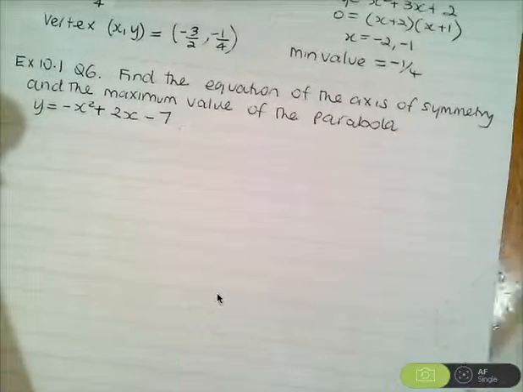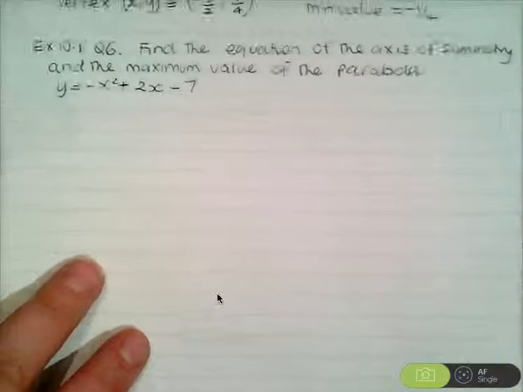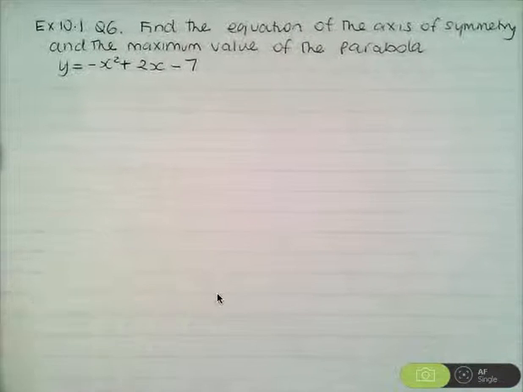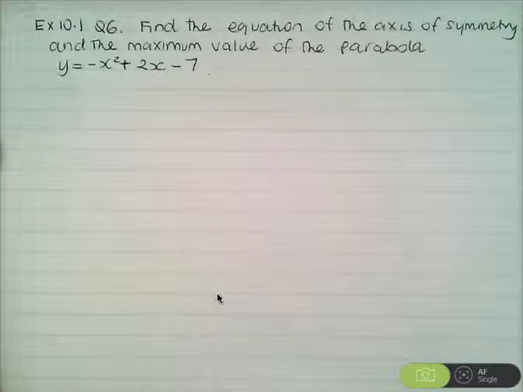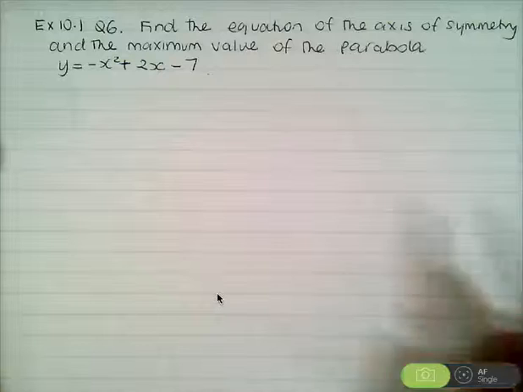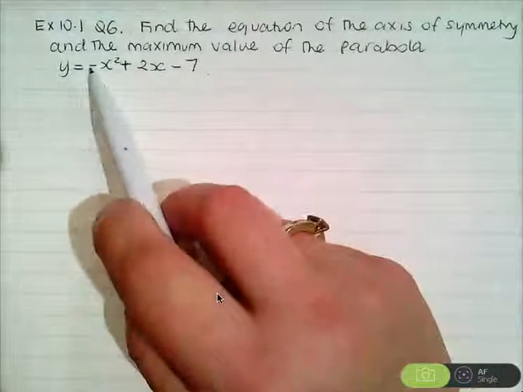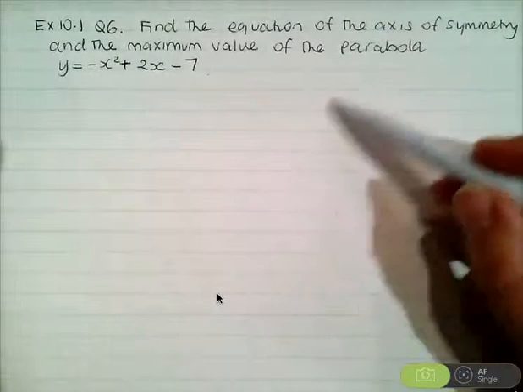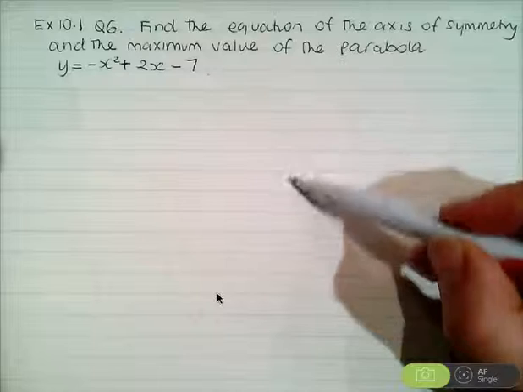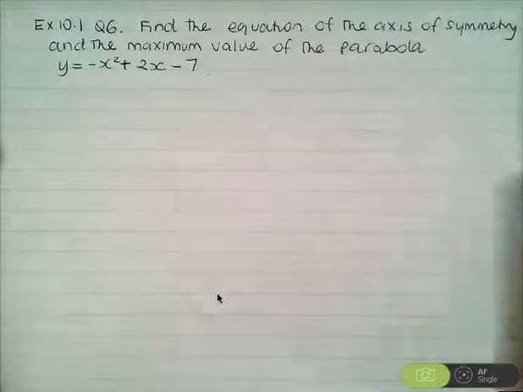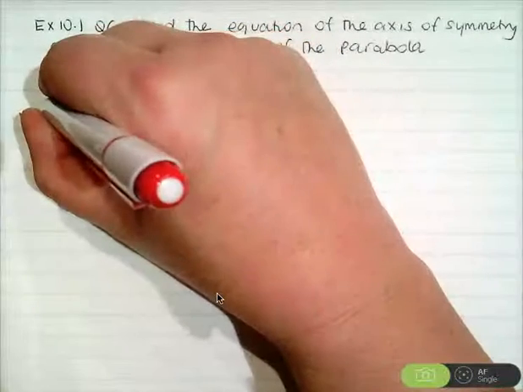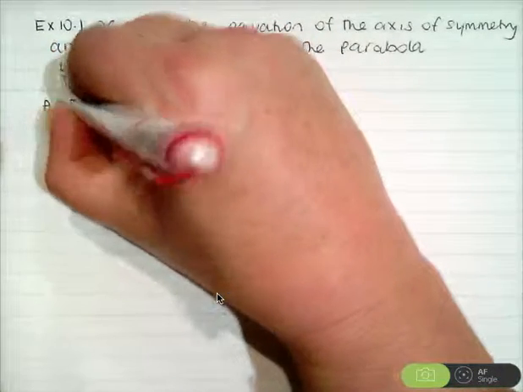Now, I think this one can't be factorized. Okay, so with this question, we have to find the equation of the axis of symmetry and the maximum value of this parabola. We can see that this parabola is concave down, so it will have a maximum value on top. Okay, so let's look for the axis of symmetry.